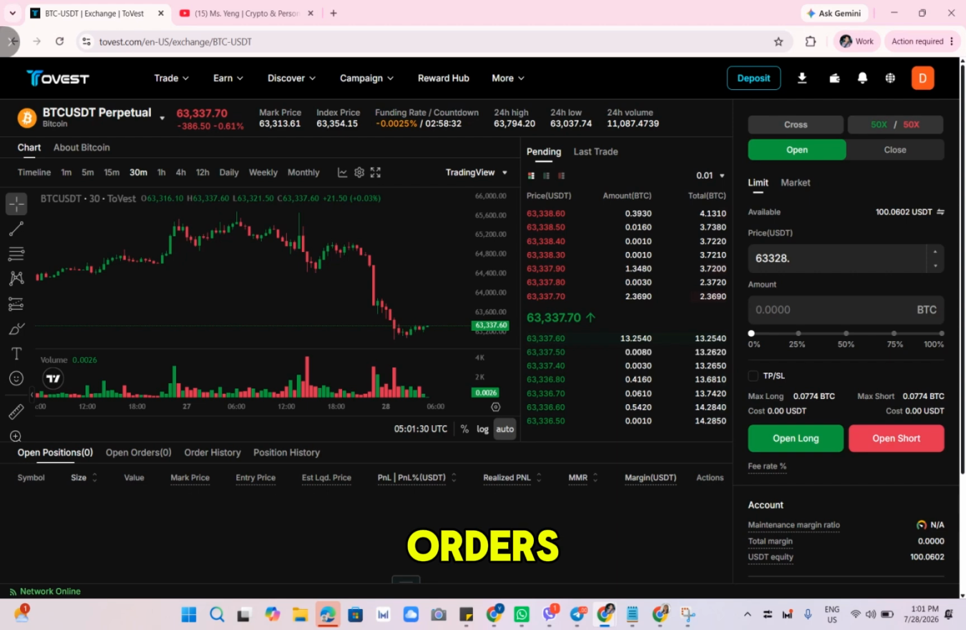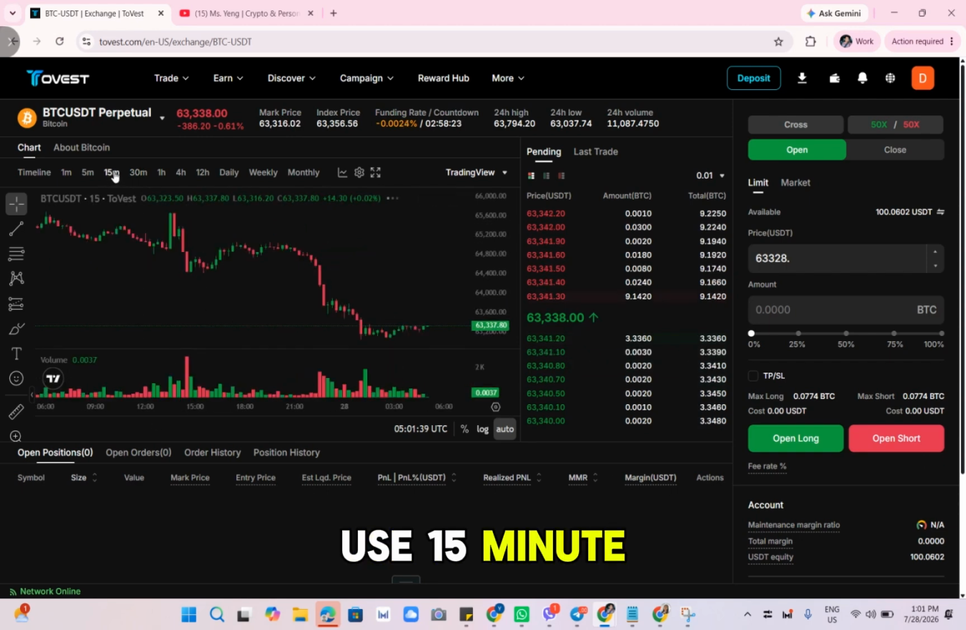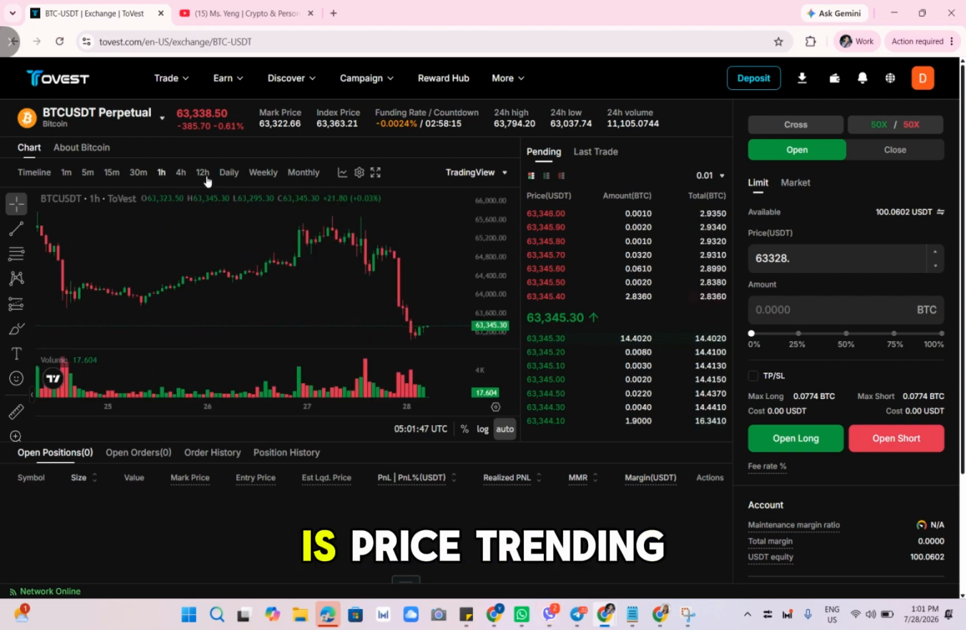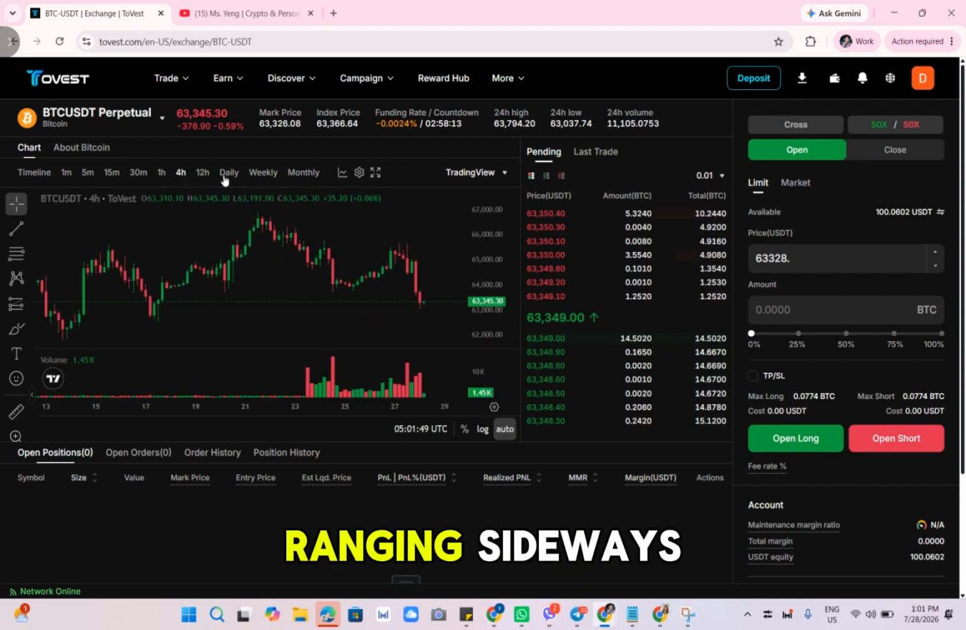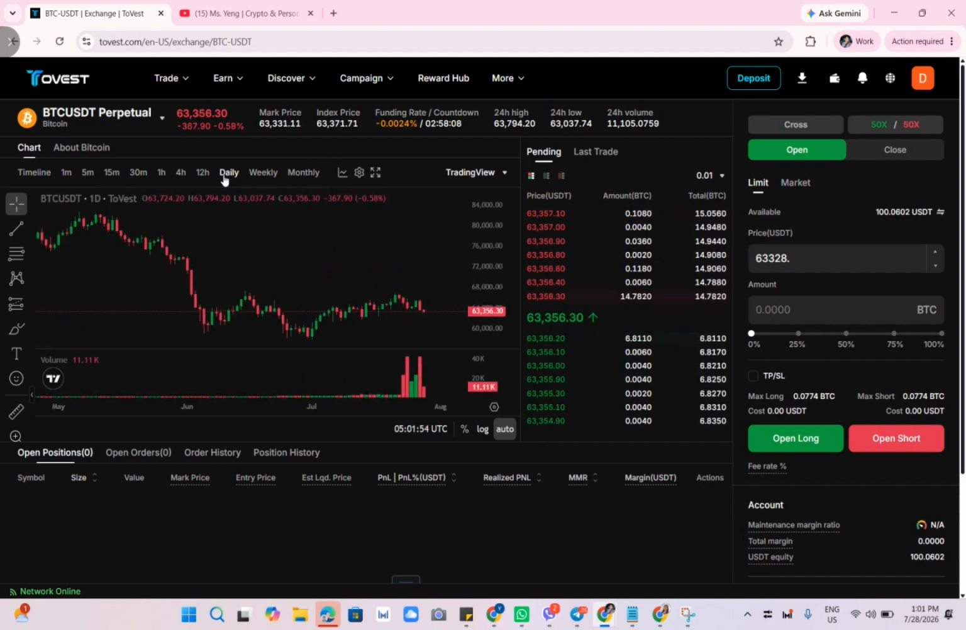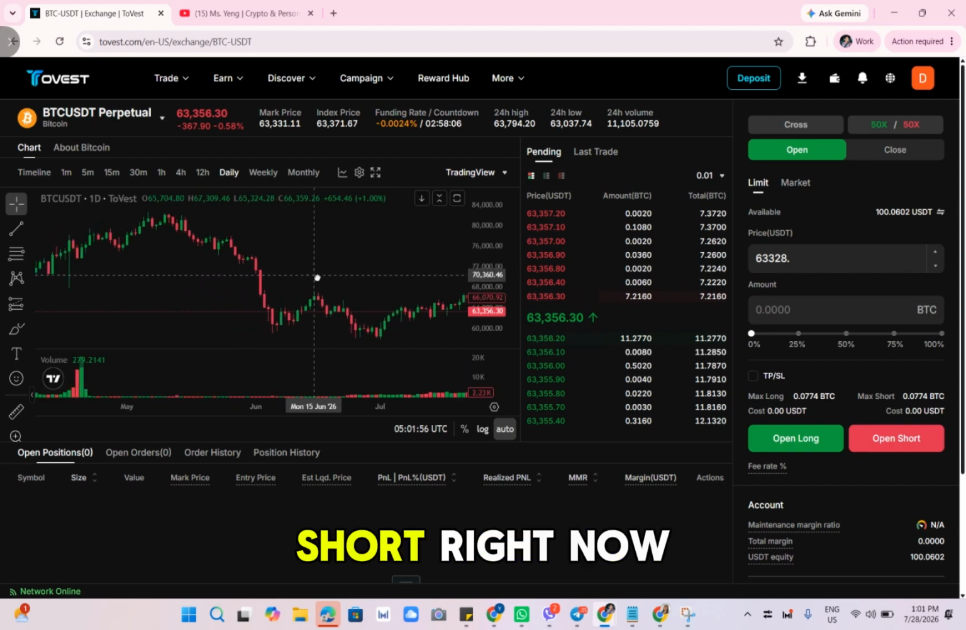Before placing any orders, spend time with the chart. What time frame are you trading? For a short-term trade, use a 15-minute or 1-hour chart. For a swing position, use the 4-hour or the daily chart. And here are the key things to observe. Is price trending up, down, or ranging sideways? Where are recent support and resistance levels? Is there a clear reason to be long or short right now?